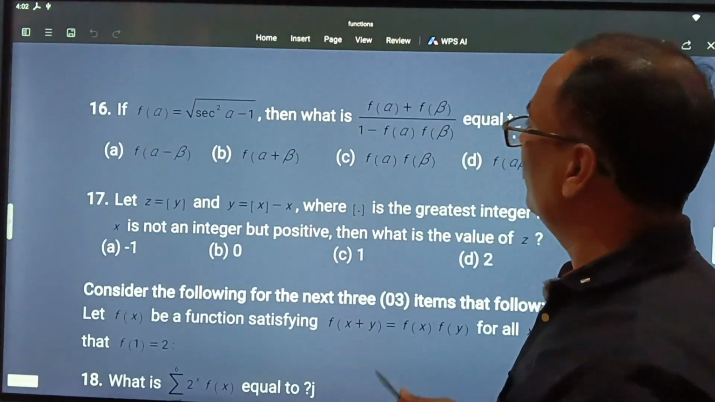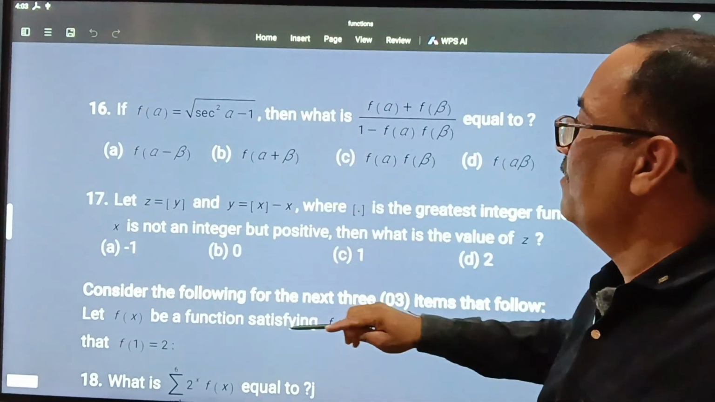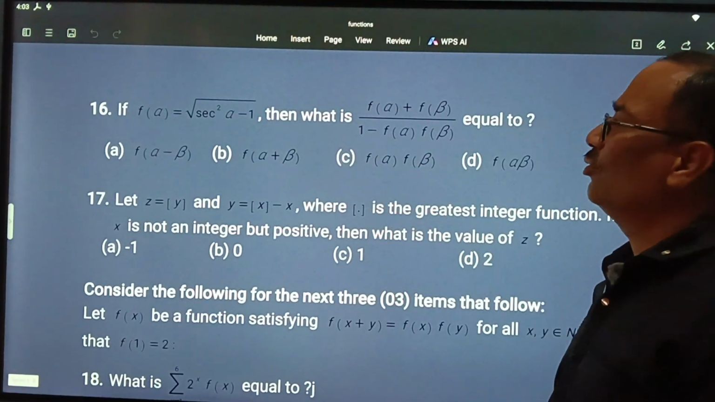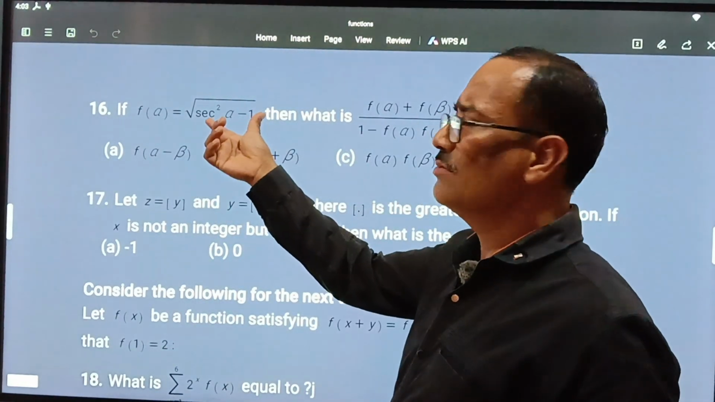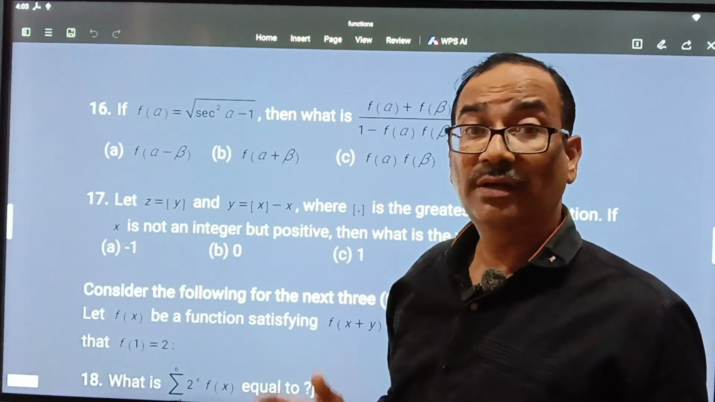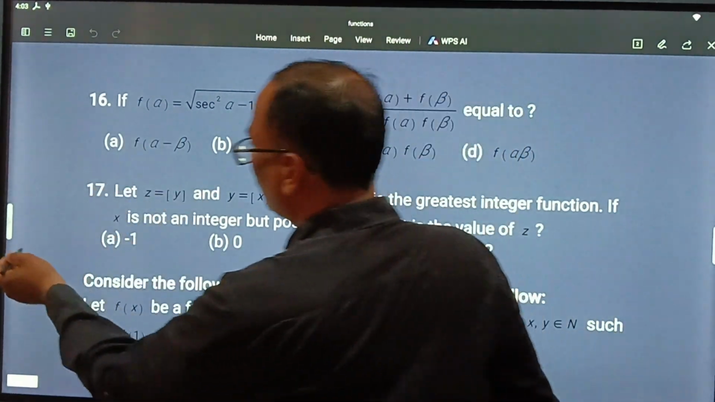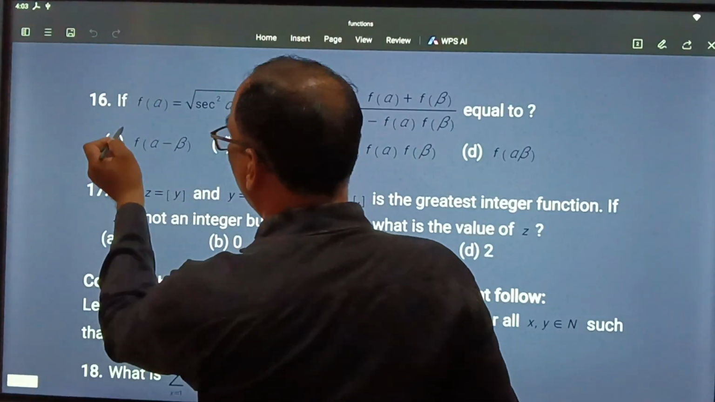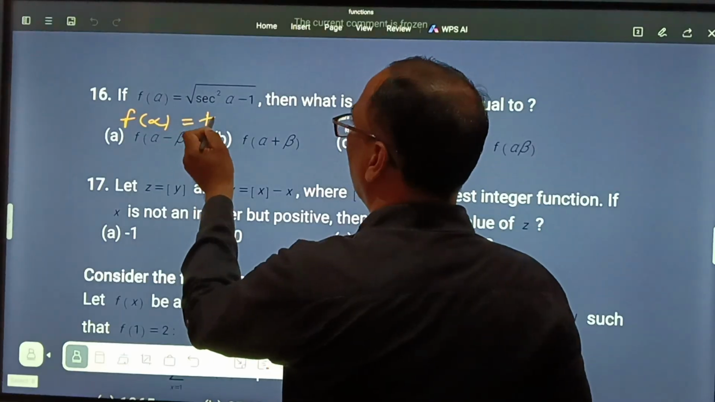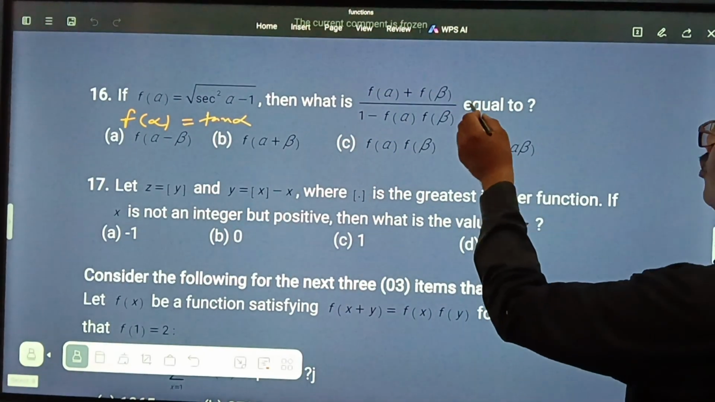Now we can take the next question for you. If f of alpha is given, then we have to find this, and 4 options are there. Definitely, first of all, when we see this function, it is clear that sec square alpha minus 1 is tan square alpha. So its square root is what? f of alpha is definitely tan alpha. Tan alpha is this. So put the value, what do we get?